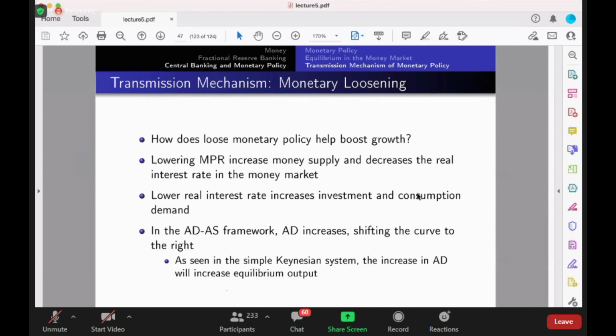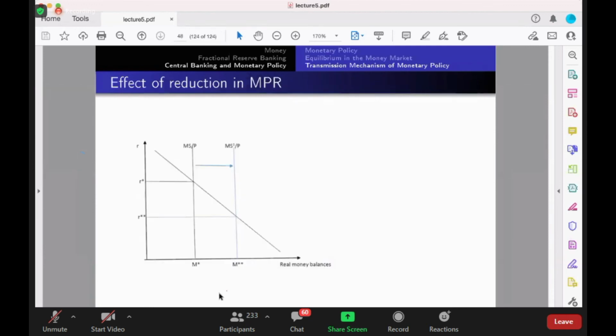Increases. So if we are using the typical aggregate demand and aggregate supply framework, don't forget, investment and consumption are in the aggregate demand equation. So if all of this goes up, we should expect aggregate demand to also increase, shifting the curve to the right. If we have a very simple Keynesian model, we should expect output to also increase.